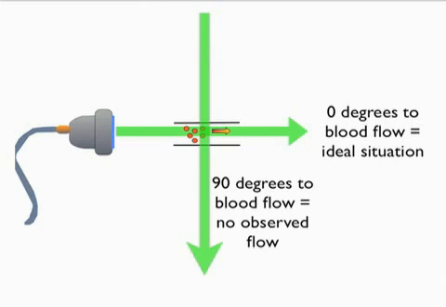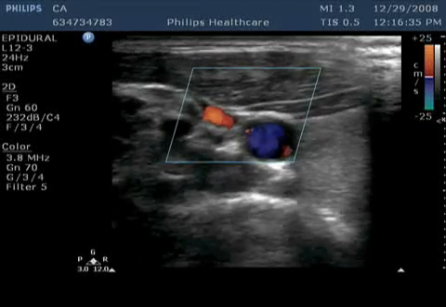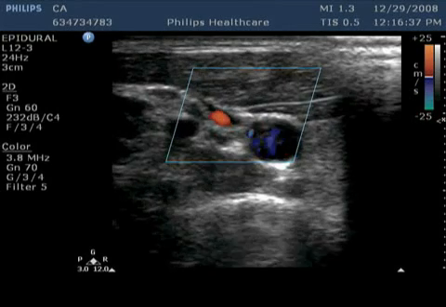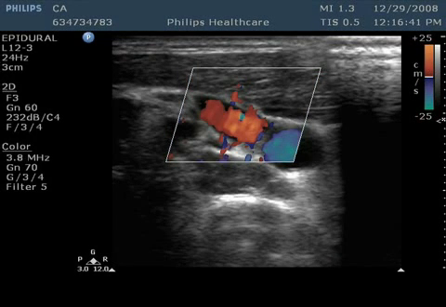All the operator has to do is tilt the transducer such that there is at least a 10-degree relationship between the ultrasound beam and the blood flow. This then will indicate blood flow if it exists. We see that after a slight tilt of the transducer, there is now blood flow easily demonstrated in this blood vessel. The relationship between blood flow and the ultrasound beam is now not 90 degrees.